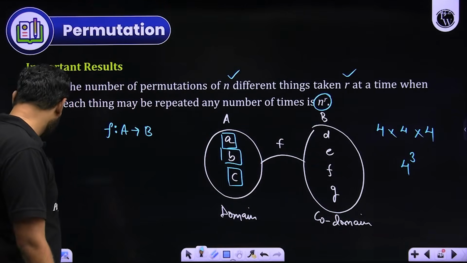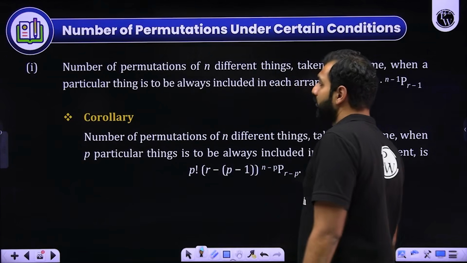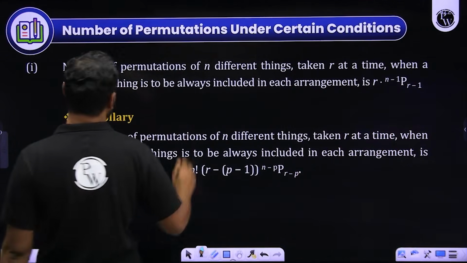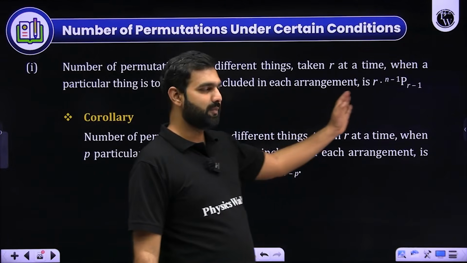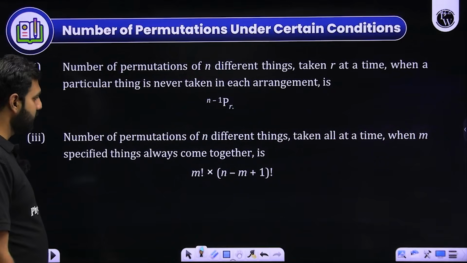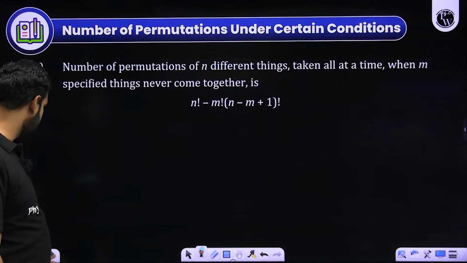Now, moving ahead to the next concept: the number of permutations of n different things taken r at a time, when a particular thing is to be always included in each arrangement. I'll try to make you understand this through an example, all of this through a question. We'll talk about a question only.